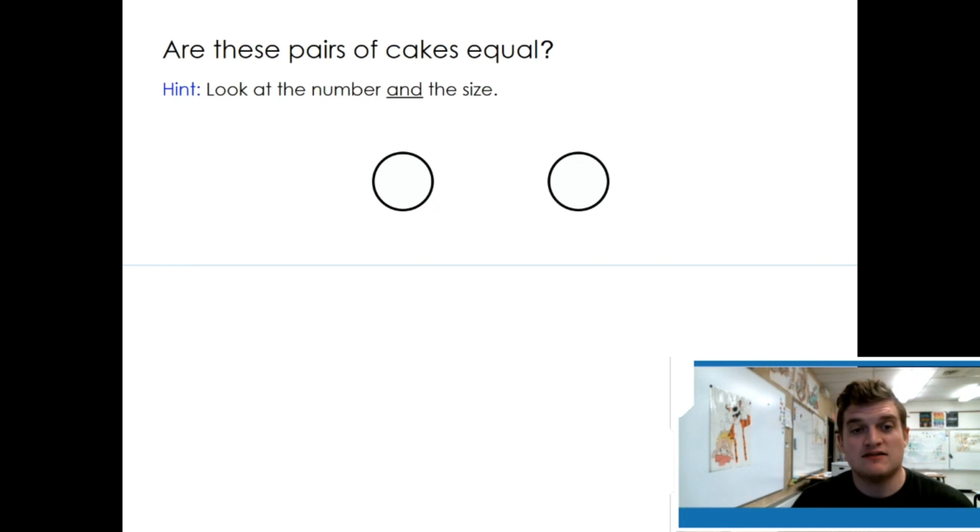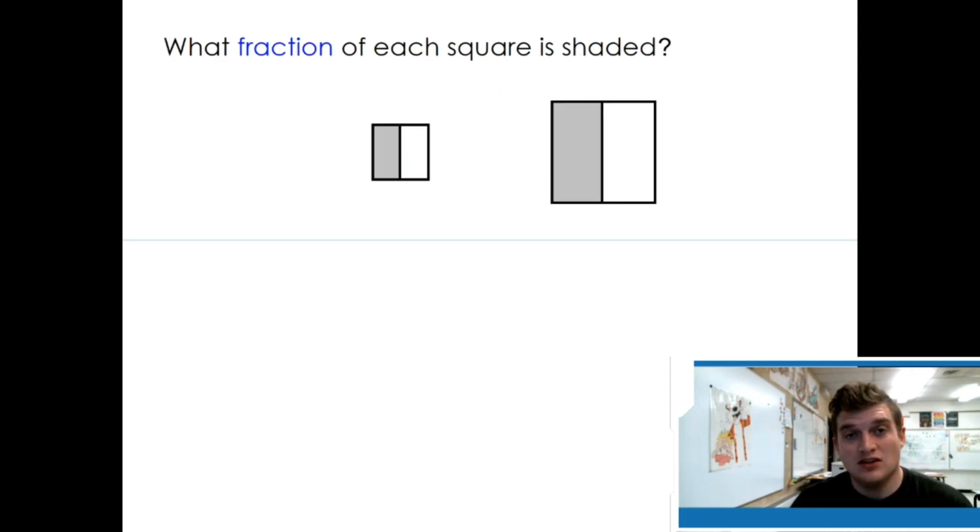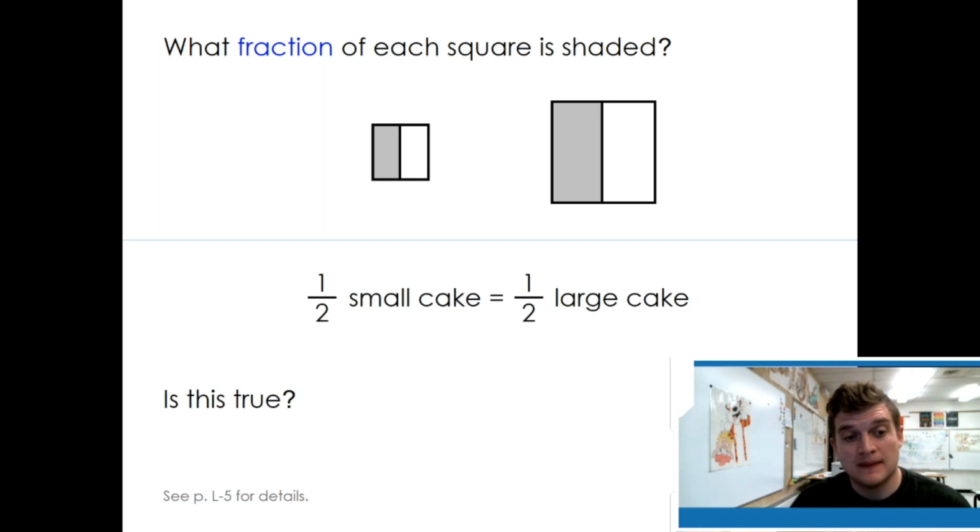Are these pairs of cakes equal? Look at the number and the size. If I compare my 2 small cakes to the 2 large cakes, is it equal? Well, there's 2 cakes on either side, but the cakes are different sizes, so these are not equal. Looking at this, in both fractions, 1 part is shaded, and there are 2 parts in total, which would be 1/2. Now, half of a small cake is the same as half of a large cake. Absolutely not. These are not equal.